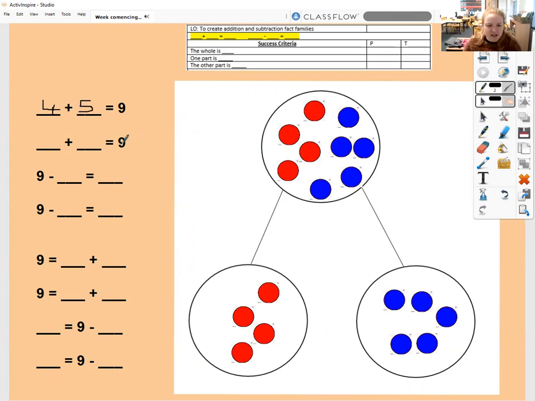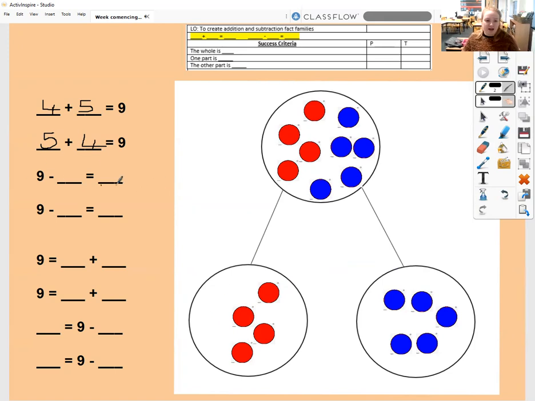Fantastic. And now we're looking for the fact family. So we've got another addition. We've already done 4 plus 5 equals 9. So this, our first part plus our remaining part equals our whole. So this time we're going to say that this is our first part. So this is 1, 2, 3, 4, 5. 5 plus how many more? 1, 2, 3, 4 more equals our whole, which is 9. So we just swapped the order that we wrote our parts down in to create our fact family.